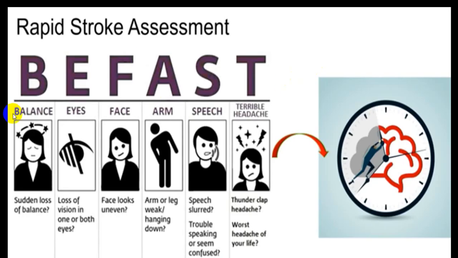So B is for balance, sudden loss of balance. E for eye disturbances, particularly homonymous hemianopia or any visual disturbances, along with balance, face involvement, that is upper motor neuron or lower motor neuron facial, upper limb or lower limb involved on the same side, but at the same time you can have a crossed hemiplegia if there is a damage in the midbrain, pons or medulla.